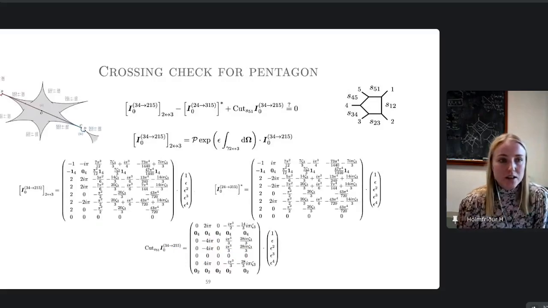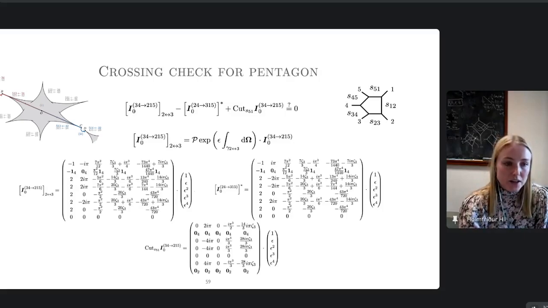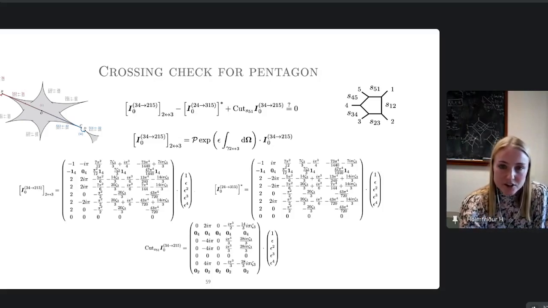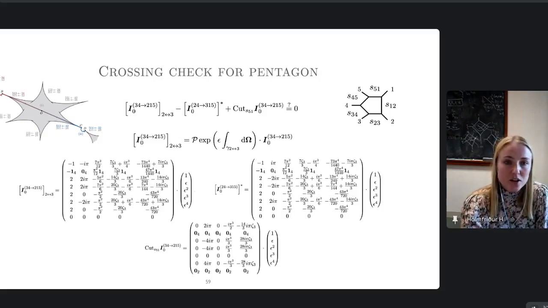But let me just show you that for the pentagon, this is really a non-trivial check. So here is, if you're familiar with the differential equation methods, what we could use to compute the pentagon. If you're not, that's fine. The only takeaway point here is that we can check the crossing equation for these diagrams, for basically all diagrams in this family, by comparing these three matrices. And if we were to stop at this slide for much longer, you could actually check that this matrix minus this matrix plus this matrix gives 0.